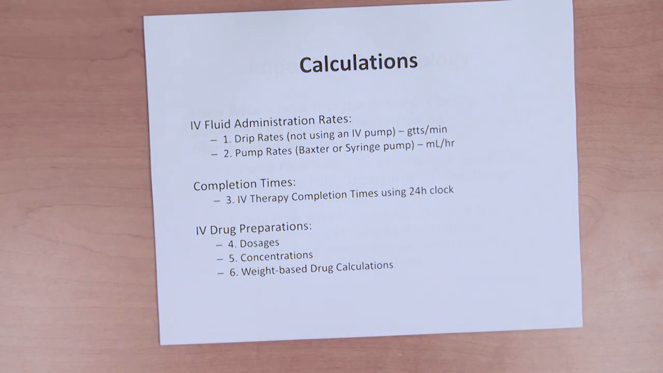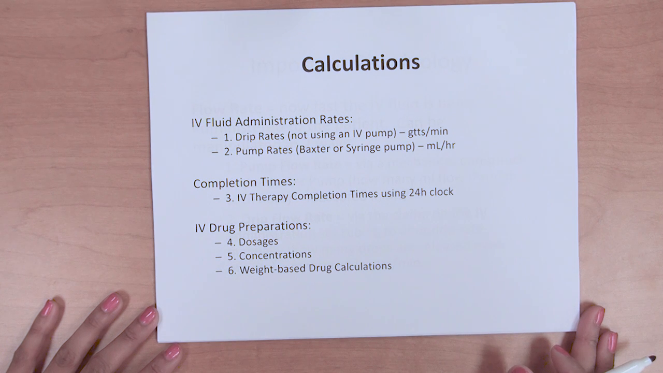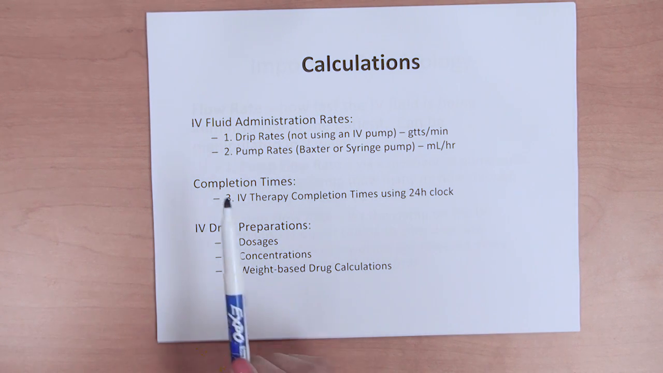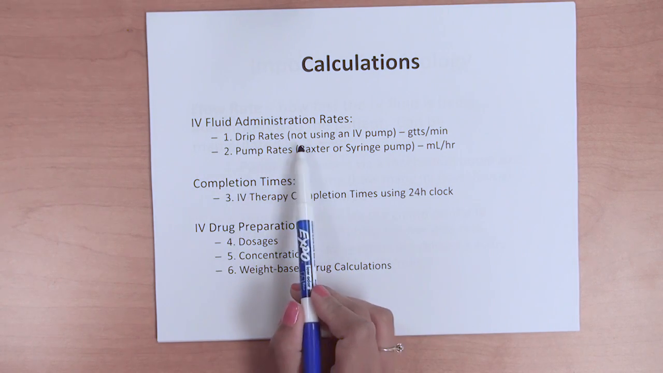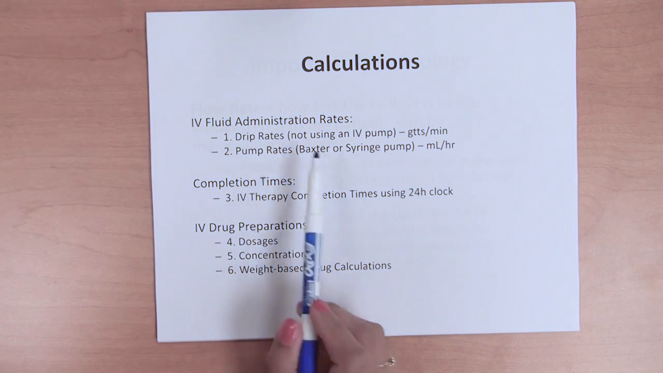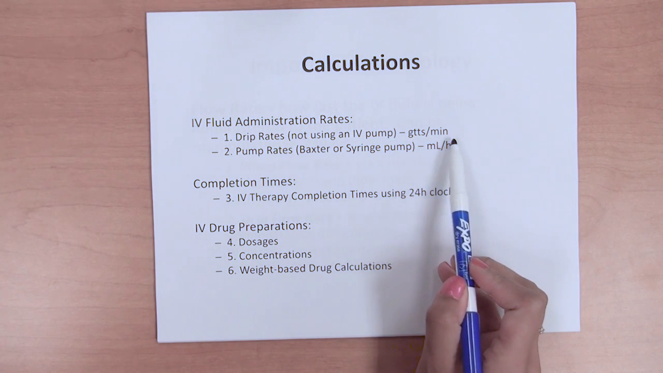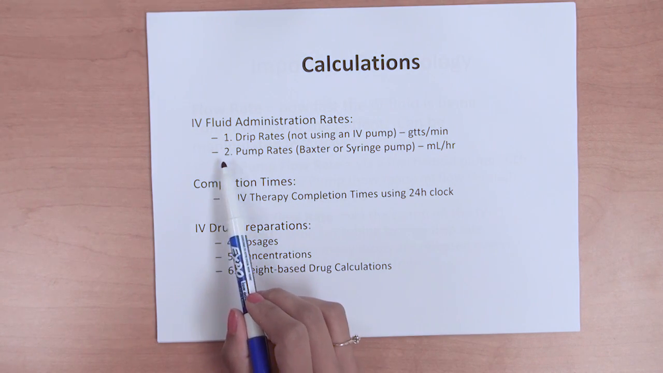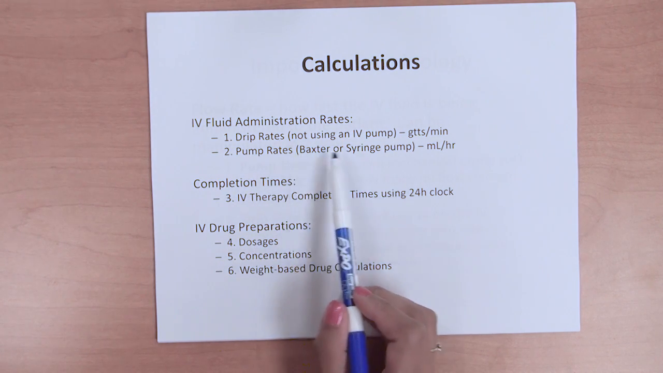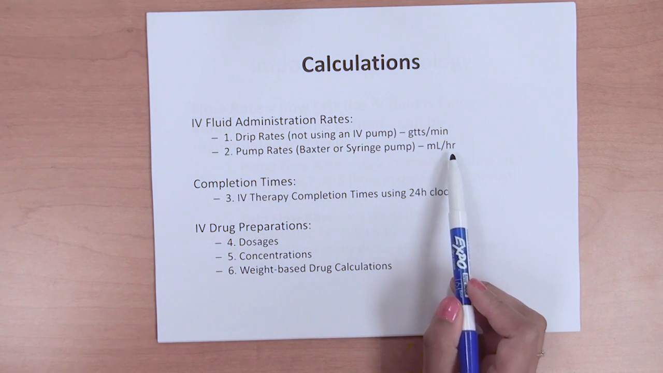All right, so now that we know how to convert, we're going to start with our calculations. These are the ones that are going to be discussed in this tutorial. We're going to do IV fluid administration rates. There's two types of rates. There's the drip rates. So this is the one that is manually done by maneuvering the clamp on the tubing to get your drops per minute. So this is when you don't have an IV pump. Or we have pump rates. So this is the Baxter syringe pump. This is where we're going to input the rate in milliliters per hour.